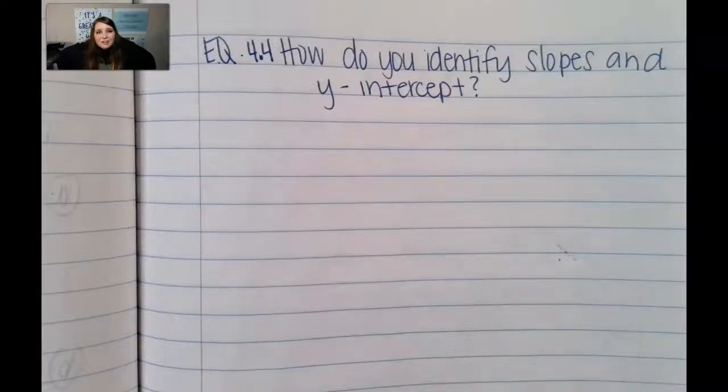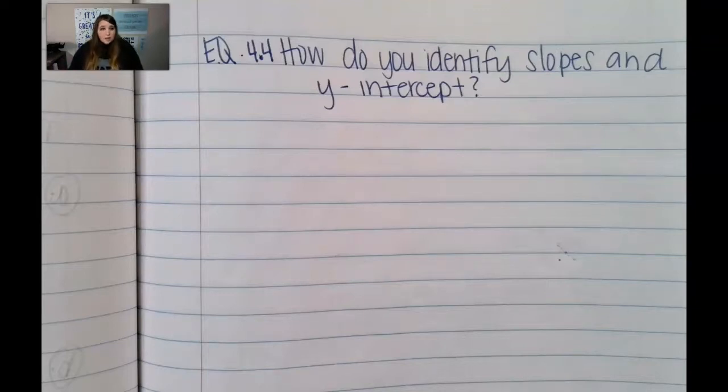Everyone. All right, today we are going to be talking about our essential question for Chapter 4, Section 4, around how do you identify slopes and the y-intercept. So we are going to be taking our knowledge of our linear equation and picking it apart so that when we are presented with this equation, we can identify what the slope is and what the y-intercept is.